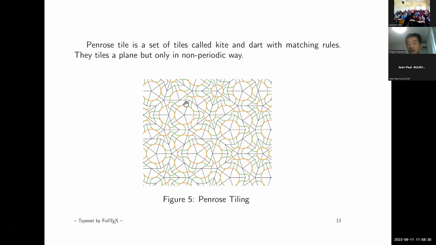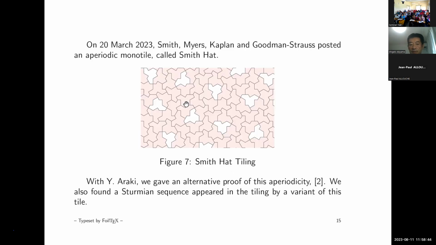case we need two tiles. So two tiles can tile the plane, but only in a non-periodic way. But they found that only one shape. So the Smith hat has this property. So this is called an aperiodic monotile. So only one shape, and then you can tile the plane in this way.